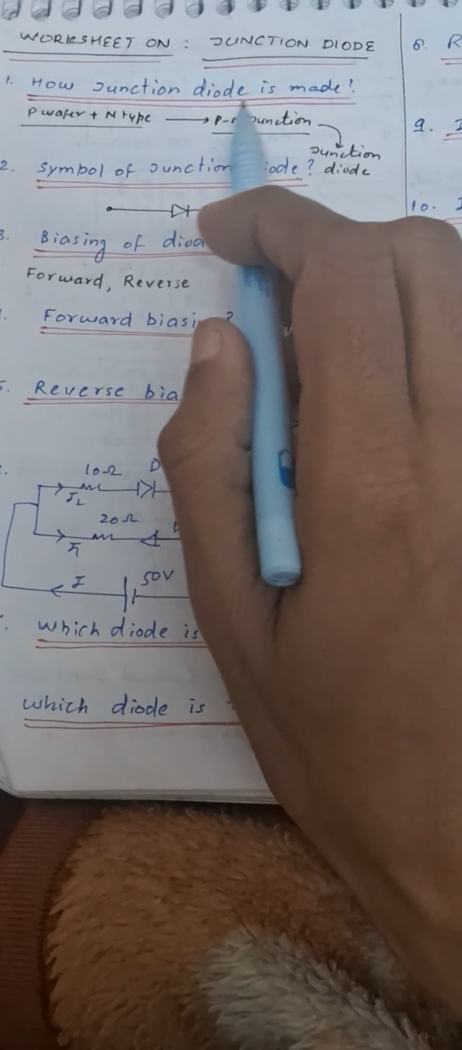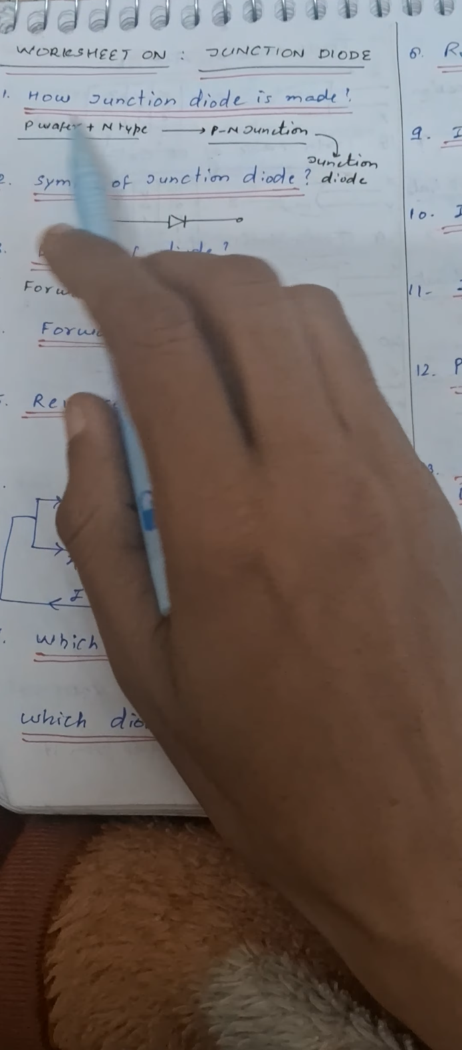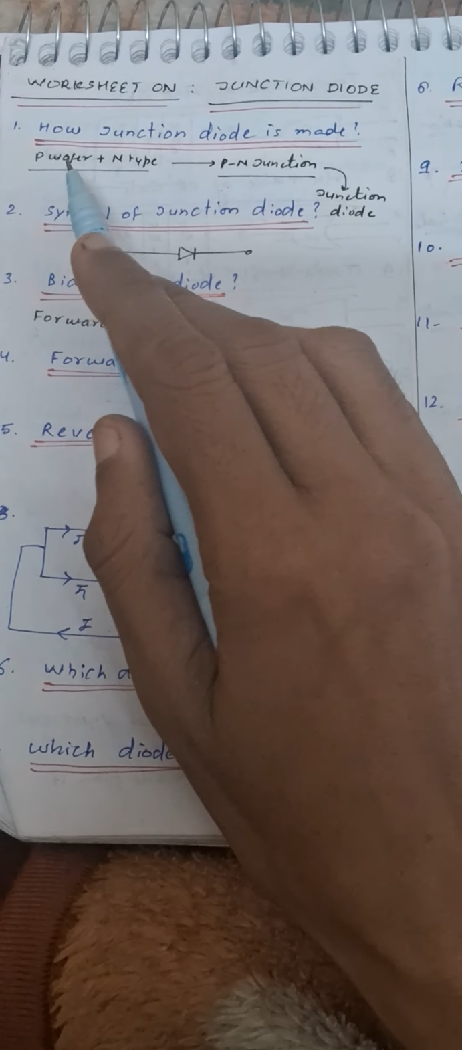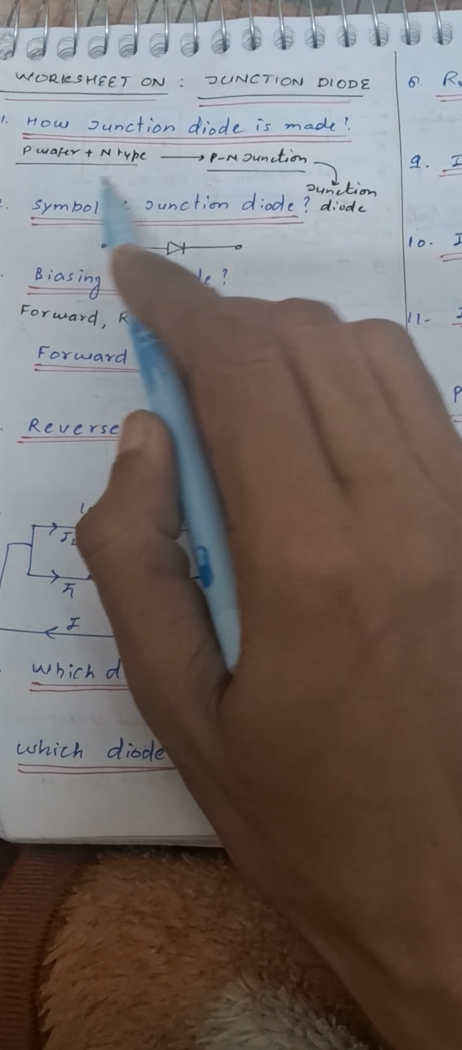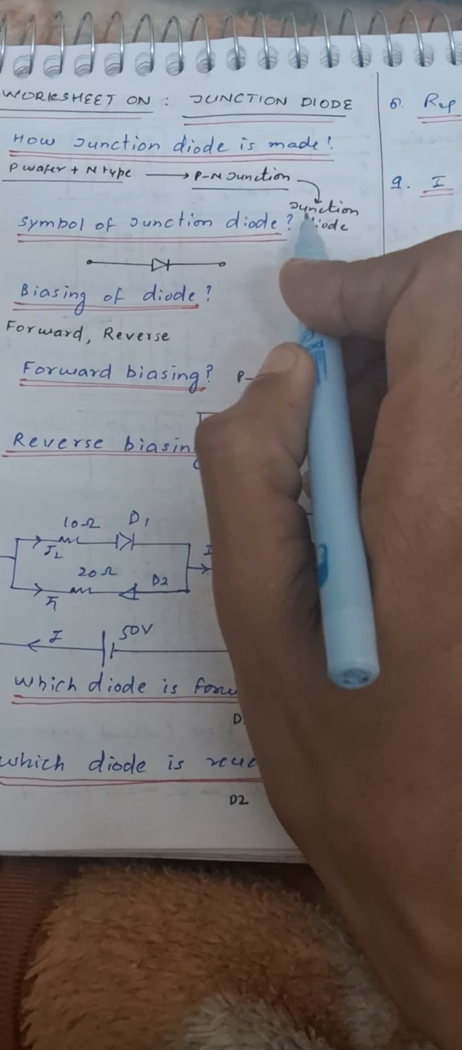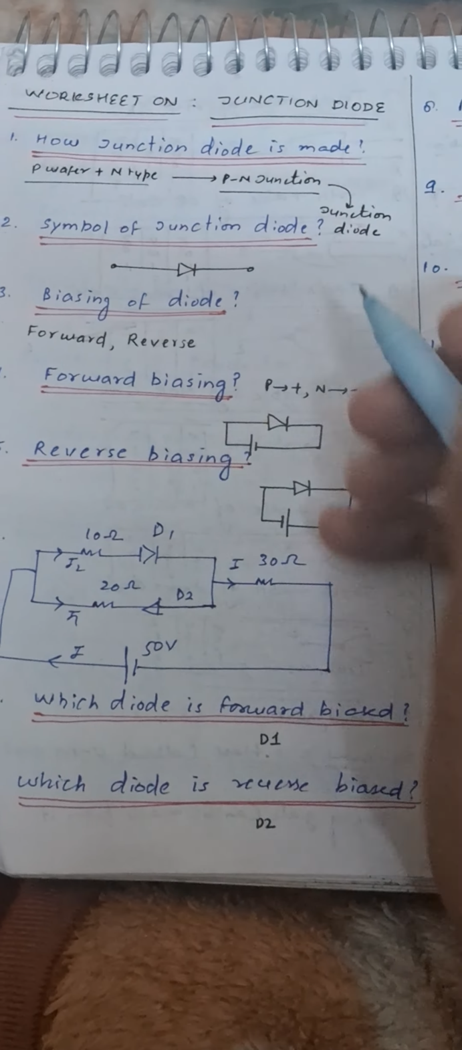So here is the worksheet on junction diode. The first question is how junction diode is made. For making junction diode we use a P wafer, dope it with N-type impurity from one side, which leads to a PN junction, and using that junction we make the junction diode.